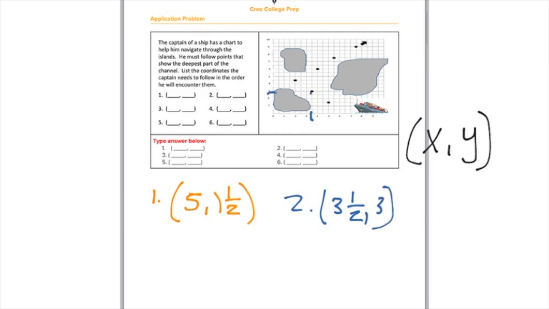Go ahead and finish plotting these points. So you should be finishing with 3, 4, 5, and 6. When you are done, you are going to check those coordinate pairs in office hours. So pause the video now and finish this.